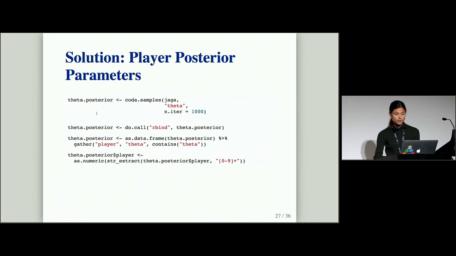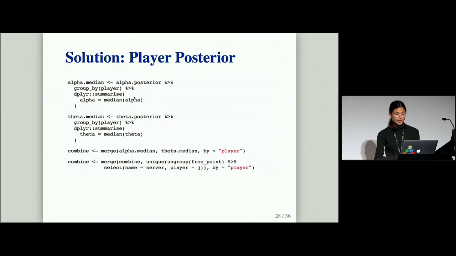So here I do one version for the alpha parameters and then the receiver parameters with the theta, basically the same set of steps, but I'm just replacing the parameter alpha with theta. And then I can combine all of these. So let's say I'm interested in the posterior median as an overall summary of player service ability and receiving ability based on free point outcomes.